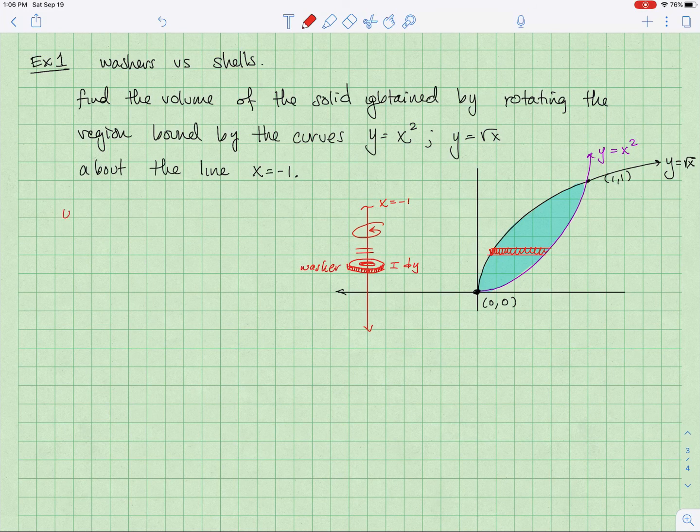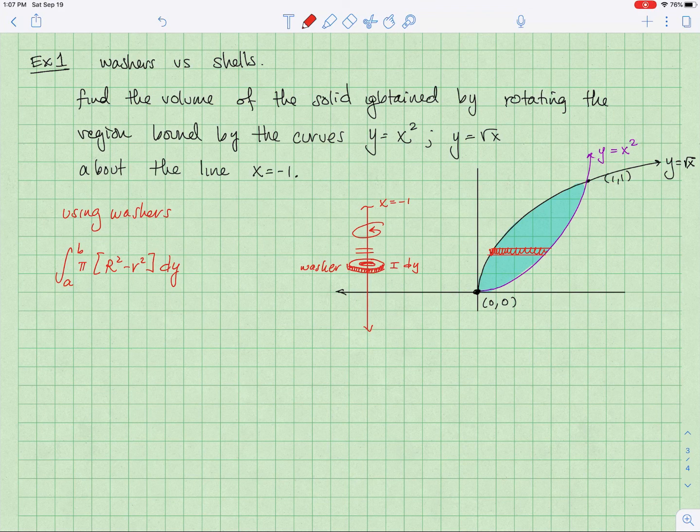And so using washers, what is important here is our form that we start with. This is the integral from a to b of pi times capital R squared minus little r squared dy, and that's where I like to start. So we'll just regurgitate a general formula.